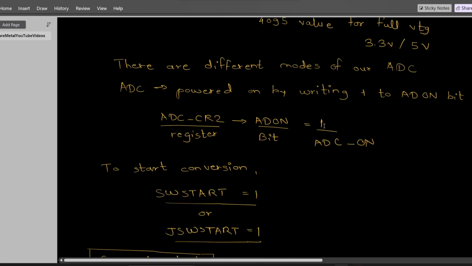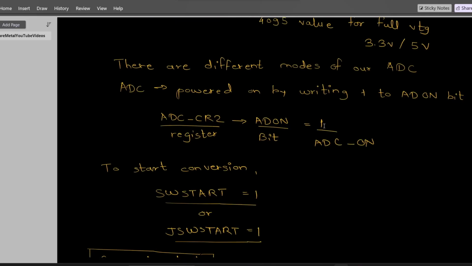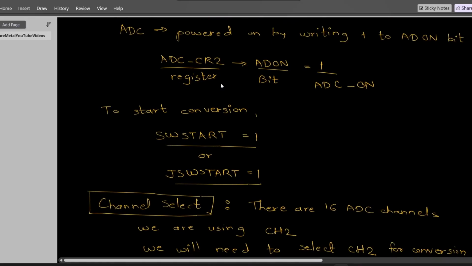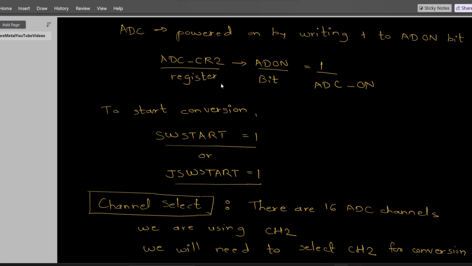So there are different modes of ADC. ADC is powered by writing 1 to the ADON bit. Okay. This ADON bit is in the ADC CR2 register. Now I'm not telling this by myself. I have learned this from the datasheet, from the user manual. That's why I can confidently tell you that this bit is in ADC CR2, and I will also give you the bit position. Okay, don't worry about it. Now, as I mentioned, we can have the software start, we can have an external trigger, or we can have the injected channel start, right?